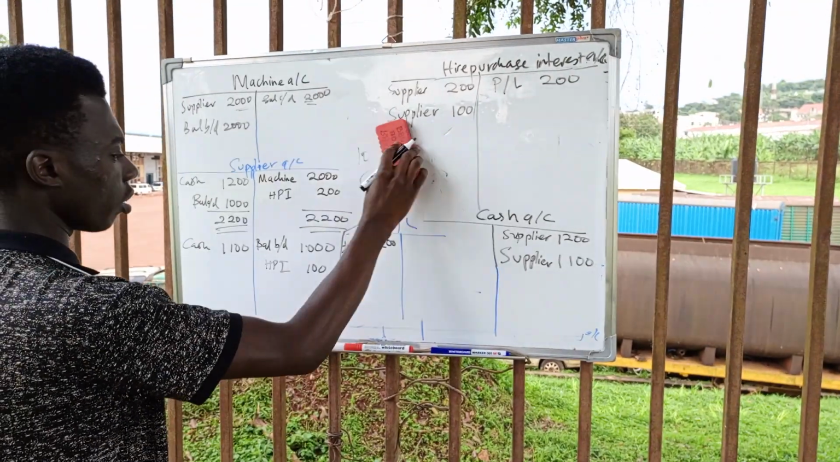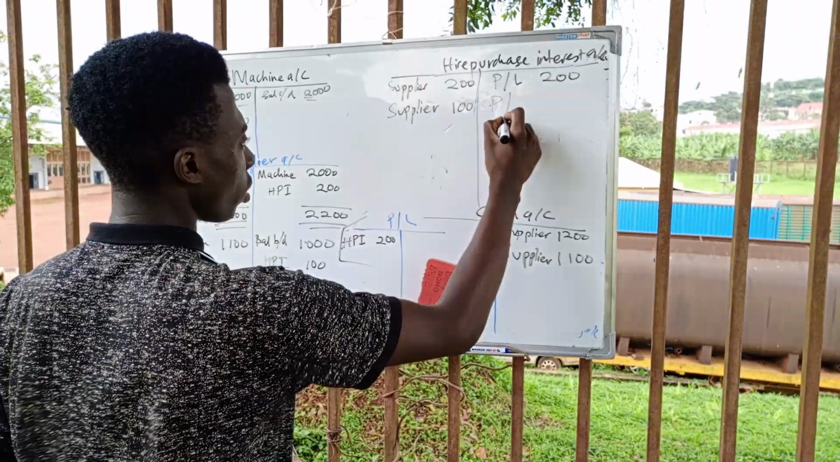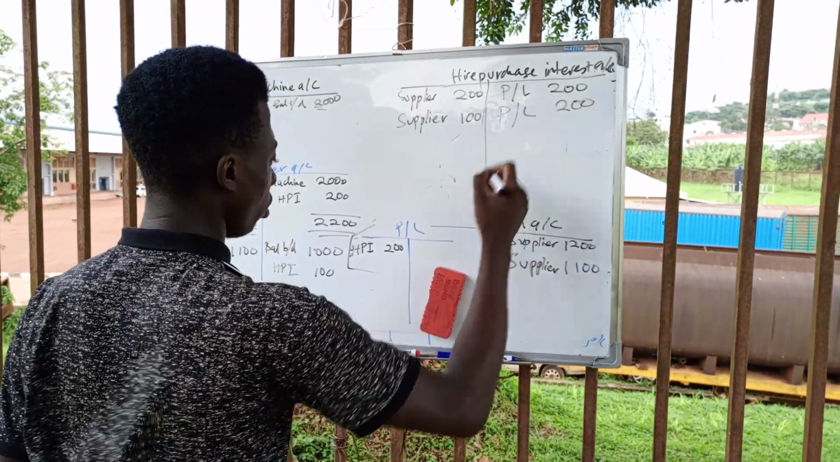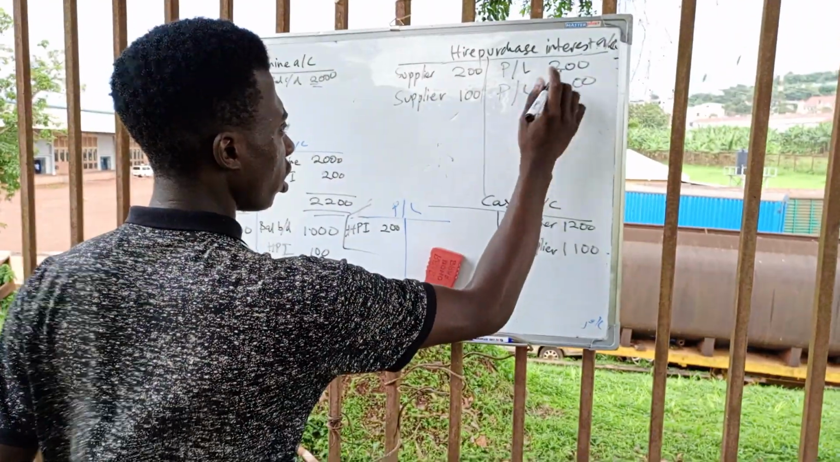At the end of the day, we can balance off our accounts. This one you can close it off. You have to close it off to the profit and loss. So in the profit and loss, it's 100.